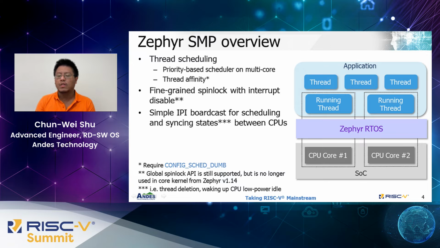Then, the locking mechanism used in Zephyr SMP is a fine-grain control spin lock with interrupts disabled. The Zephyr core kernel no longer uses the global spin lock. And then, Zephyr SMP has a basic IPI API framework. It provides an IPI broadcast feature for the scheduling API and for syncing state between CPUs.